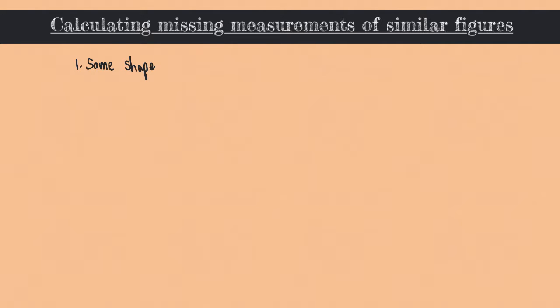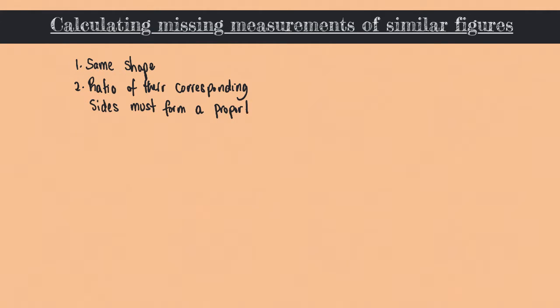But if you can see that they are the same shape, then you want to go ahead and take a look at the second characteristic, which is that the ratio of their corresponding sides must form a proportion. In other words, the ratios of their corresponding sides are equal. And I'm going to show you an example of what that looks like.